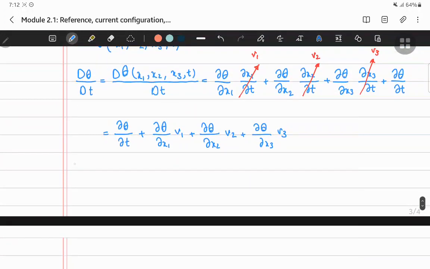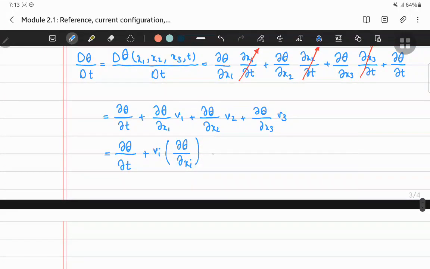So now I can write d theta, or maybe I can write it here. This is the partial derivative of theta with respect to t plus this is nothing but v1, v2, v3, or vi, and this is 1, 2, 3. So I sum over the dummy index. So I have vi times the partial derivative of theta with respect to xi. I get this, and this is nothing but d theta dt.